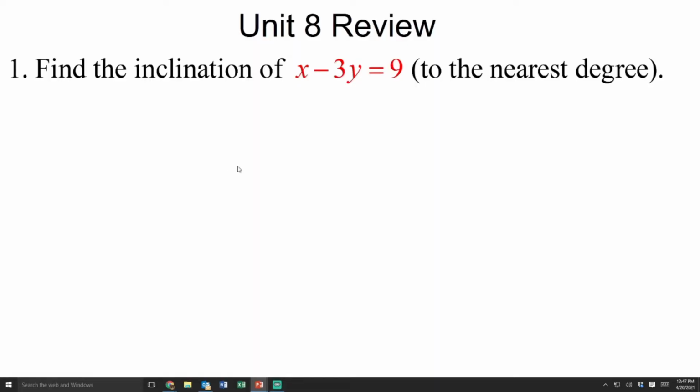Okay, this is the video for the Unit 8 review, and here's our first problem. Find the inclination of x minus 3y equals 9. So, the definition for an angle of inclination is simply the angle that this line forms with the x-axis, and that has to be a positive angle.